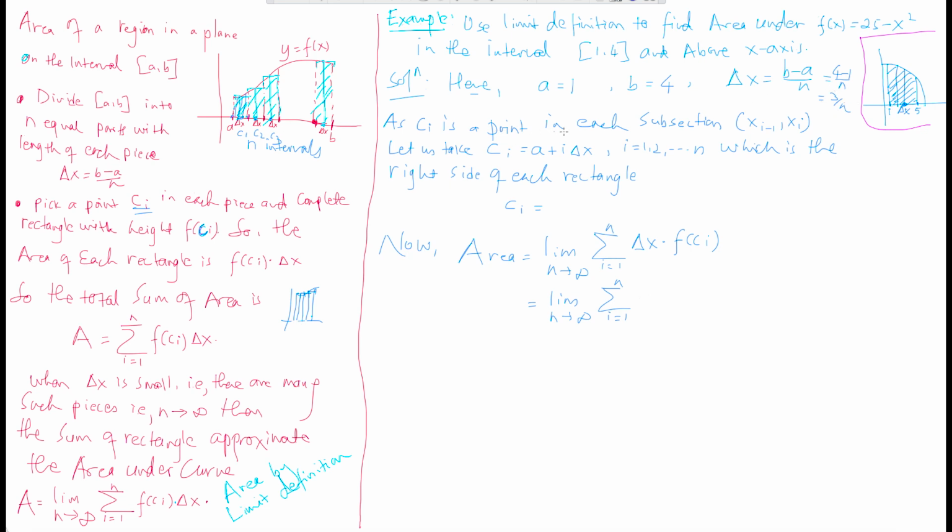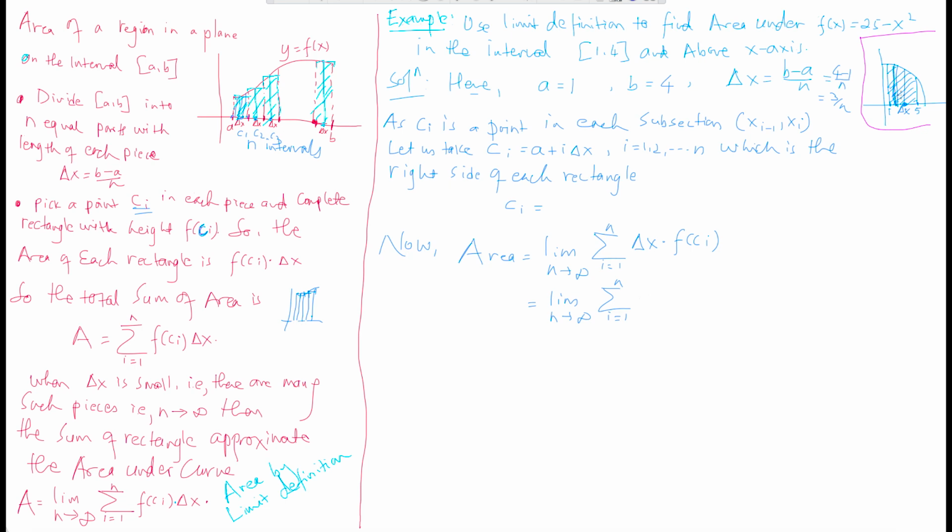And c_i is a point in each subsection. So c_i is a point taken in each of the subsections x_(i-1) to x_i. Let us take c_i equals a plus i delta x. You can pick c_i at the left bound, the right bound, or anywhere in the middle. It is hard to find out which one to pick in the middle, right?